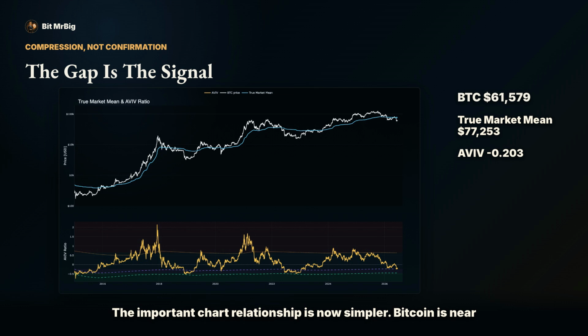The important chart relationship is now simpler. Bitcoin is near $61,579, while the true market mean is around $77,253. That means spot price is trading below the investor value mean, and AVIV is still compressed near its lower valuation zone. If price can reclaim the true market mean, while AVIV turns higher, the market can begin repairing. If price stays below it, and AVIV remains pinned near the lower band, the stress phase is not finished.